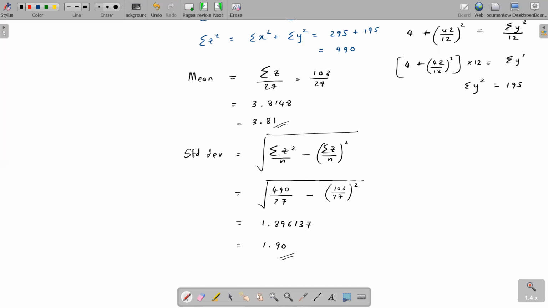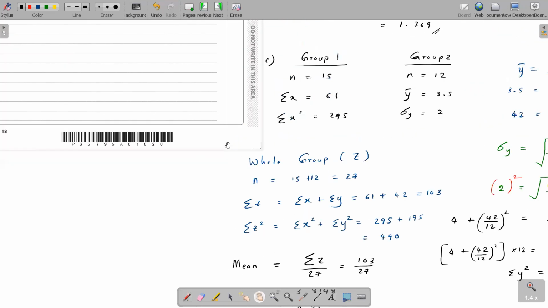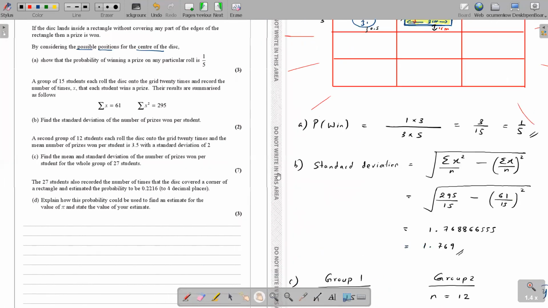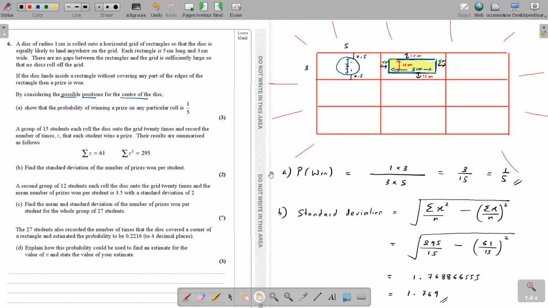Okay. Shall we try the other one quickly? The last part of this, 3 marks. The 27 students also recorded the number of times that they discovered a corner of a rectangle. Okay, so now we are going to consider covering the corners. They estimate the probability to be 0.22164. Explain how this probability could be used to find an estimate for the value of pi and state the value of your estimate.